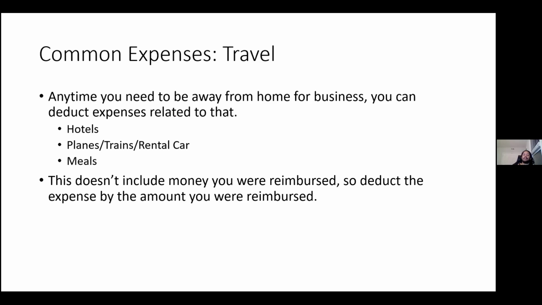This doesn't include money you were reimbursed. You deduct that expense by the amount you were reimbursed. So sometimes a third party will send you on a business trip, and they will partially give you money towards that. You can deduct only the portion they haven't covered. If they're giving you money back for the amount that you've already spent, then you can't double dip, basically. It's just up to the amount that you're being reimbursed.